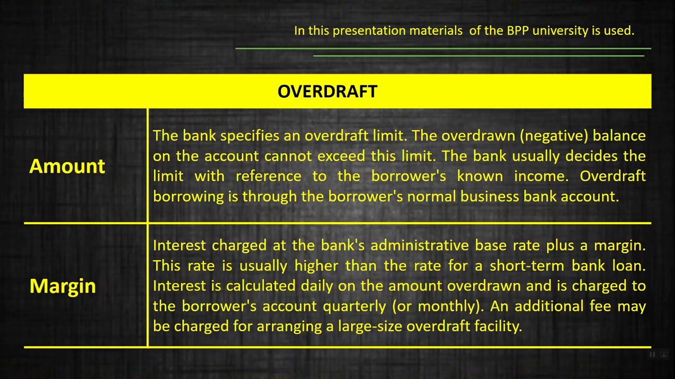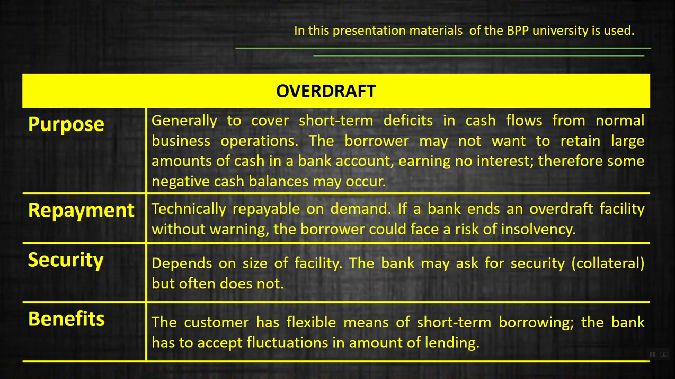And margin. Interest is charged at the bank's administrative base rate plus a margin. This rate is usually higher than the rate for a short-term bank loan. Interest is calculated daily on the amount overdrawn, and it's charged to the borrower's account quarterly or monthly. An additional fee may be charged for arranging a large-size overdraft facility.